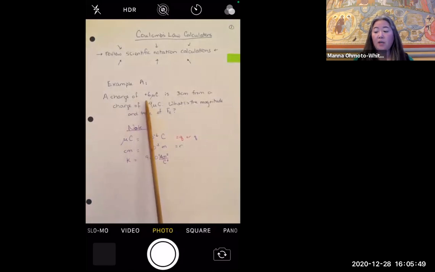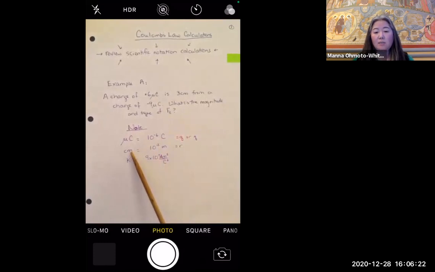A charge of positive 6 microcoulombs is 3 centimeters from a charge of negative 9 microcoulombs. What is the magnitude and type of electrical force of attraction? Well, one thing to note is that micro means 10 to the negative 6. It's 1/1,000,000th of a coulomb. So instead of saying 6 microcoulombs, I have to say 6 times 10 to the negative 6, or 9 times 10 to the negative 6.